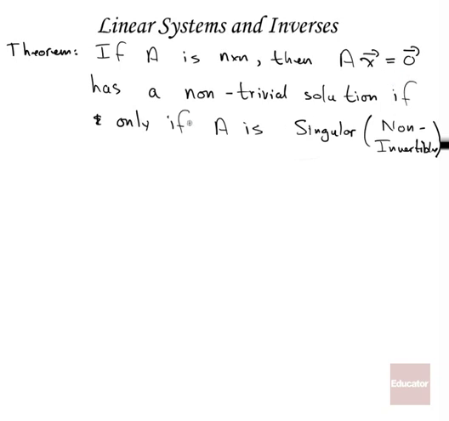This if and only if, you'll see it a lot in mathematics, and it will be symbolized like this, as a little aside. It just means it's equivalent to. What this says is that the system having a non-trivial solution means that A is singular, and if A is singular, then it has a non-trivial solution. So in other words, it goes both ways.